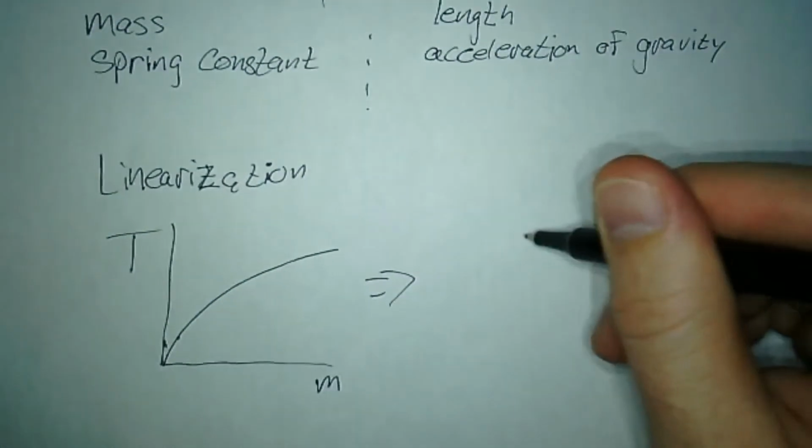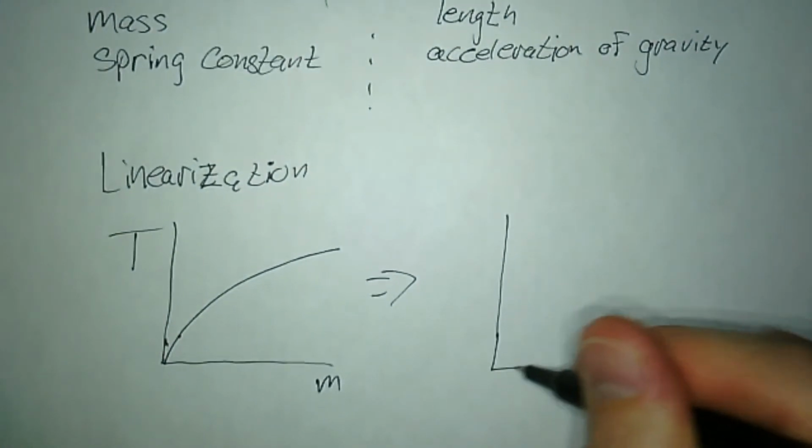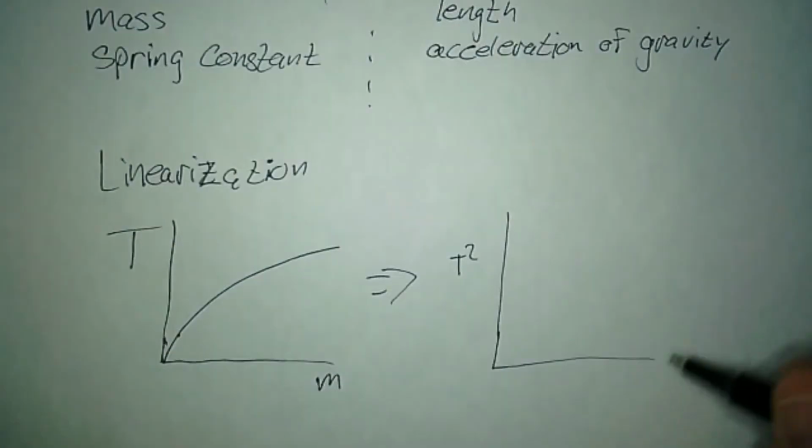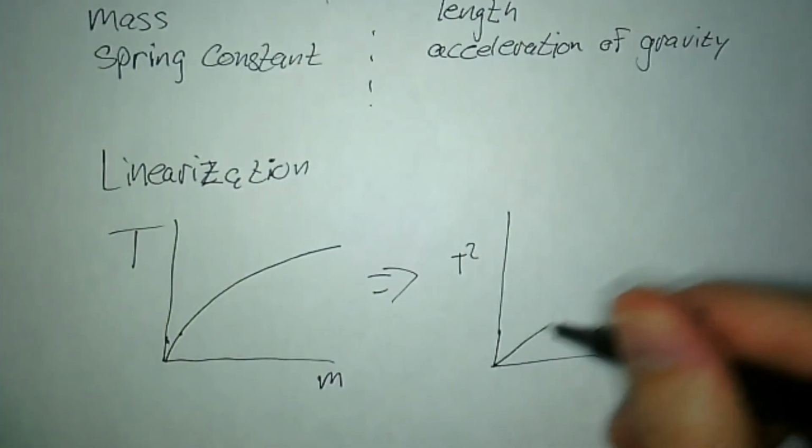So what I would like to do to get straight lines, I would plot T squared versus m, and that should get me a straight line.